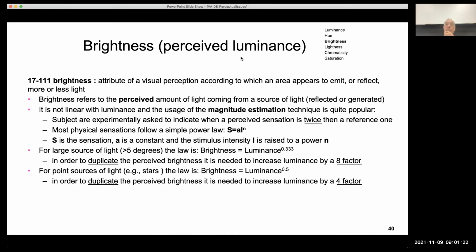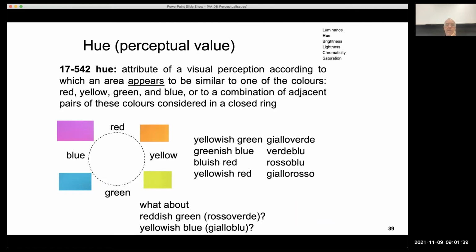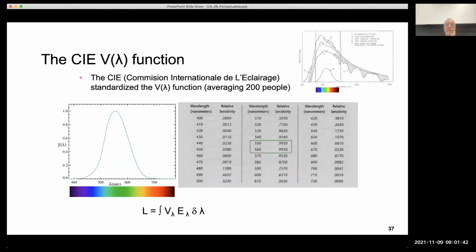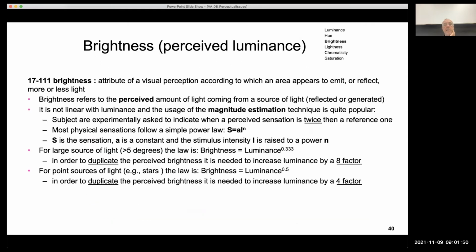Brightness. Brightness is the perceived luminance. So luminance is a physical issue. Brightness is how our eyes perceive it. Now we are talking not about the frequency. We discussed it here. It is the perception of luminance with respect to the frequency of the light. Here is the perception of luminance considering the size of the source of the light.